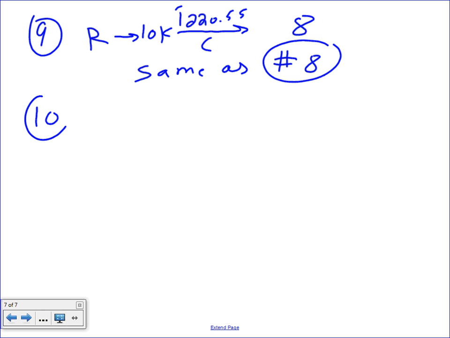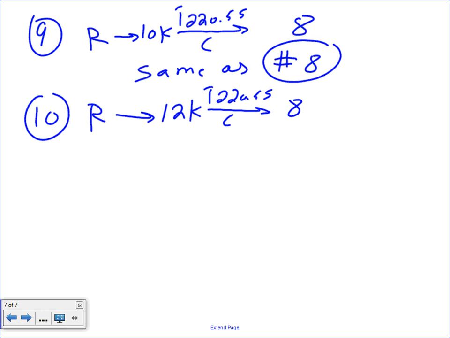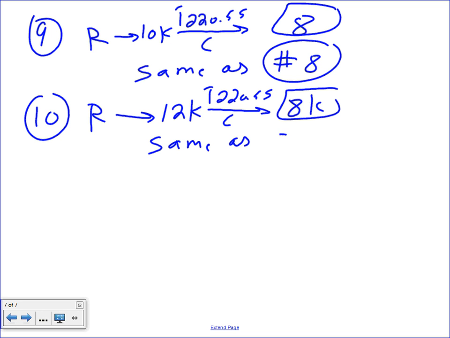See how nice it goes fast. Range equal for 10? Up to 12K. Okay. So 12K, same thing if you guys do it, the same table, 220.55 C, that will give you 8K. And we already did the calculation for 8K, so same as number 8. Don't even mess with it, it's not worth working with it.